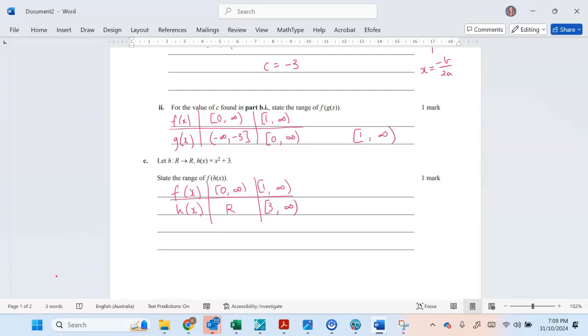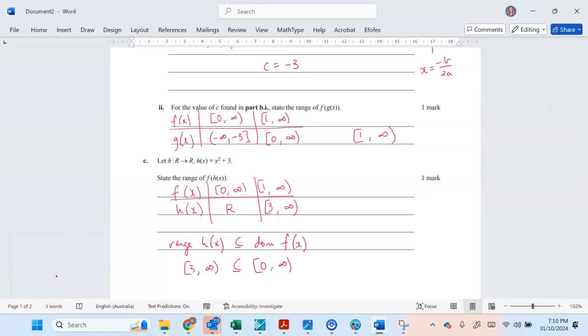All right, so for f of h of x to be defined, the range of h of x has to be a subset of the domain of f of x. So the range of h of x is 3 to infinity, and the domain of f of x is 0 to infinity. So that fits, which is good.